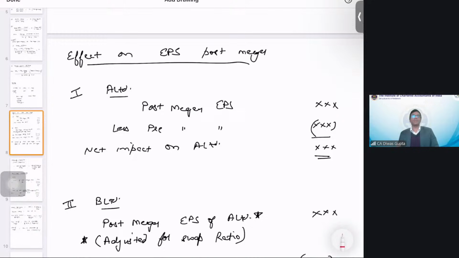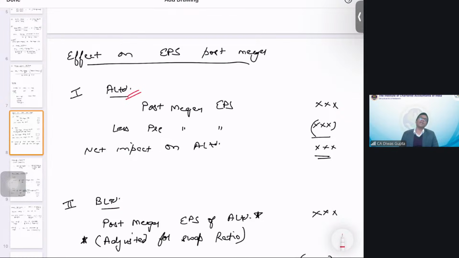Now, effect on EPS post merger. Sometimes the question might ask you to calculate the effect on EPS post merger, students. Till now we have calculated the EPS post merger. Now, the effect on EPS post merger will be calculated how? Please do remember, students, effect is not that simple to calculate, right? It involves some level of caution here. If you talk about it from A Limited's perspective, A Limited is the one who is acquiring, right?